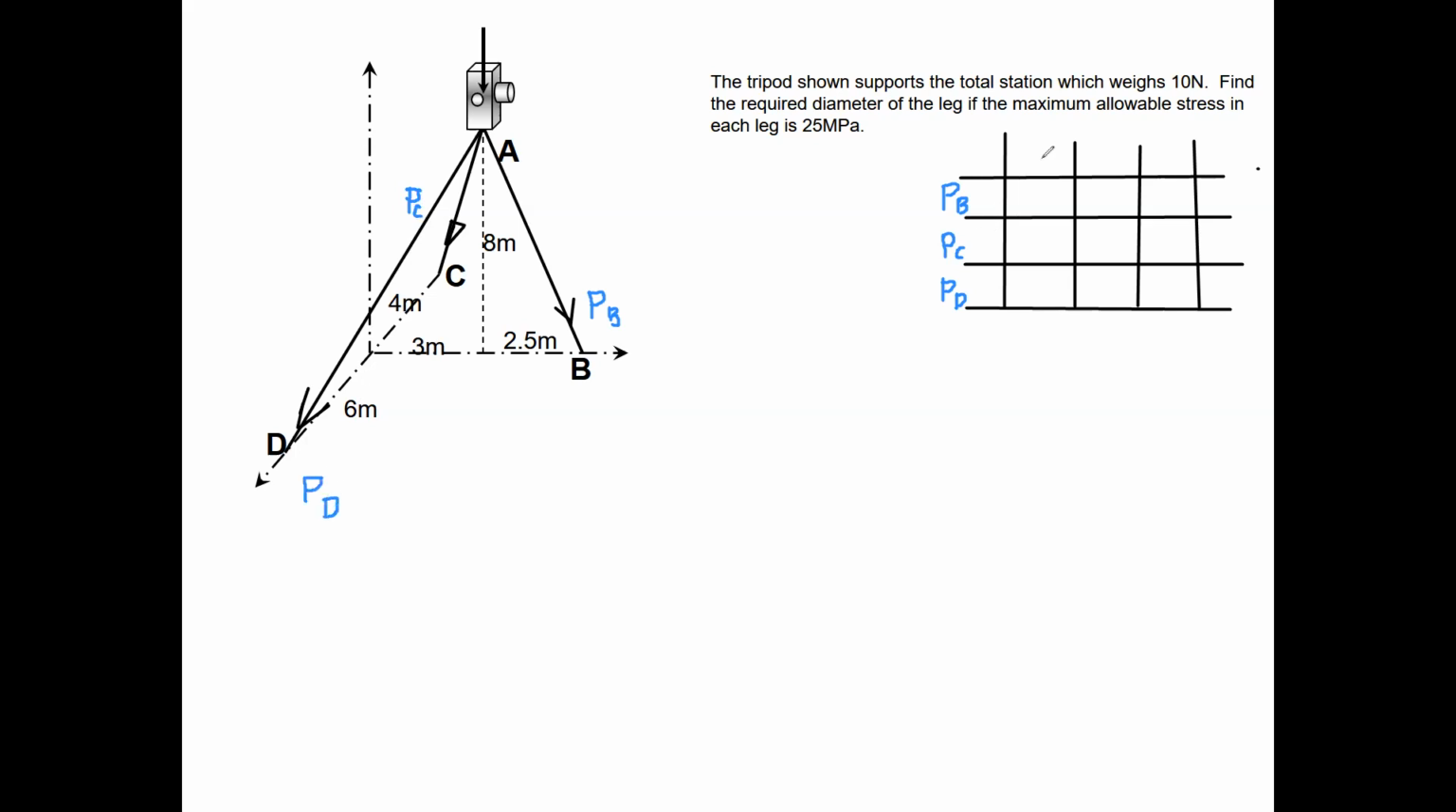Okay, so I need to get the lengths. In order to get the lengths, I need to get the components. I have to consider that this point is the origin and it has the coordinate 0, 0, 0. So the first step is to determine the coordinates of all important points. What is the coordinate of point B? Anybody?